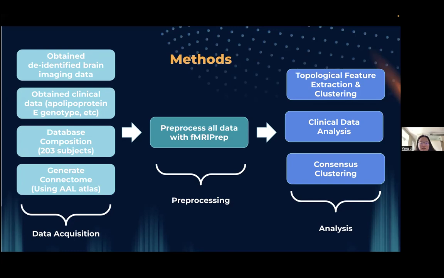For clinical data, we used recursive feature elimination with a random forest classifier. We also reduced data with PCA and performed agglomerative clustering. Combining topological and clinical data, we conducted consensus clustering to determine final partitions.